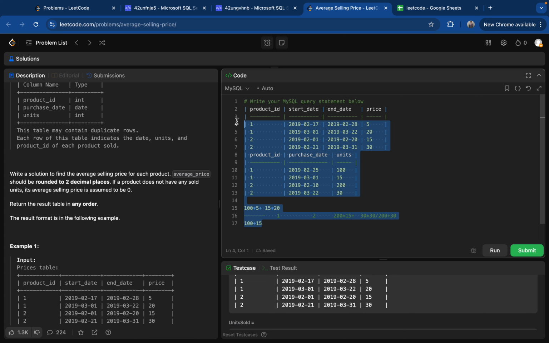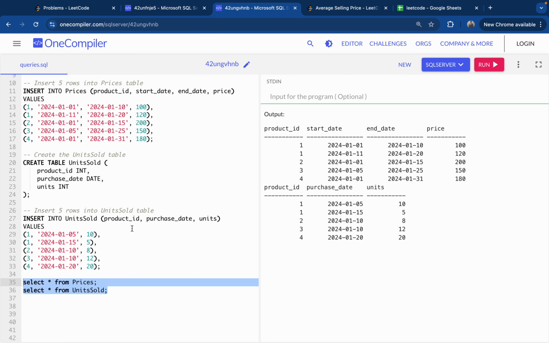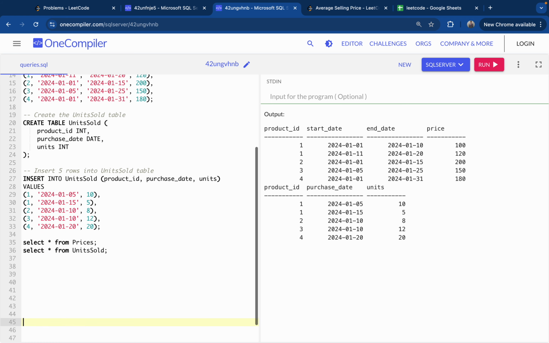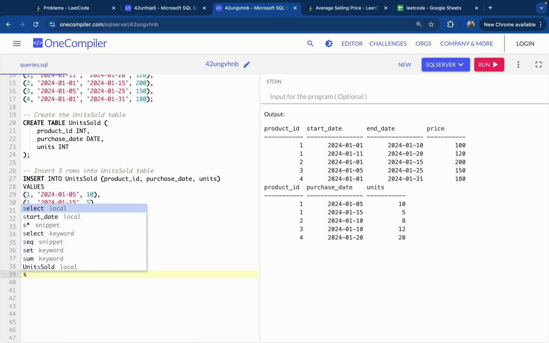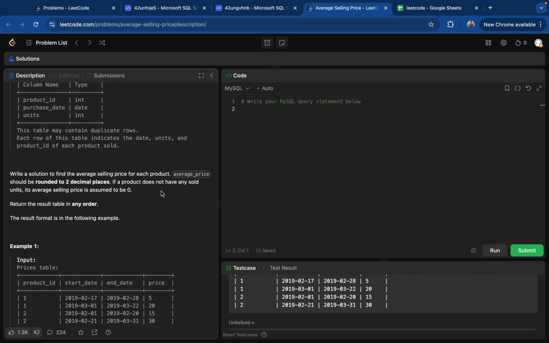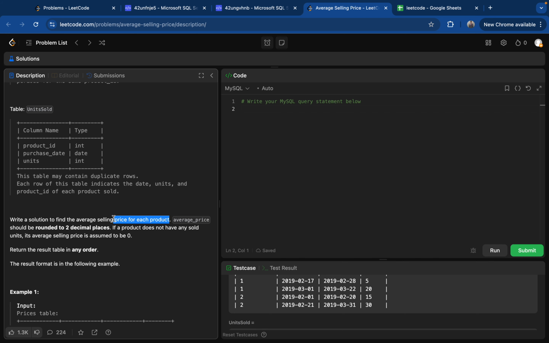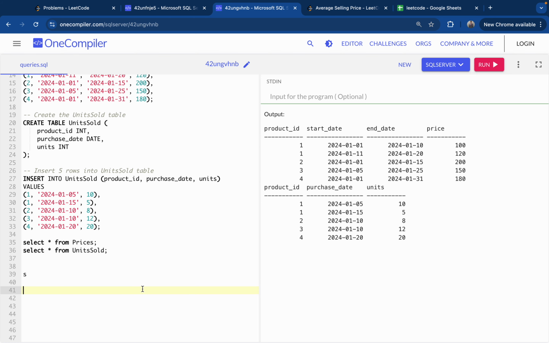So now let's see how we can write the query for this one. I have already created the table. You can see the primary key is product ID, start date and end date. Now let's run the query. First we will join the two tables using the product ID, and we also have to take care of the constraint which says that we have to find the average selling price for each product. So in order to get the price for each product, we have to use a left join on the prices.